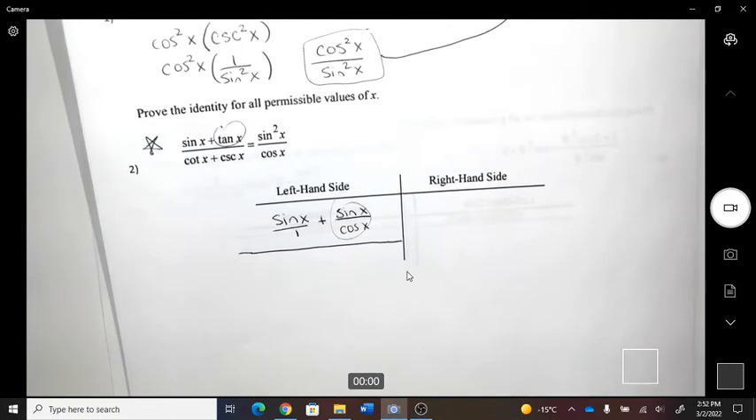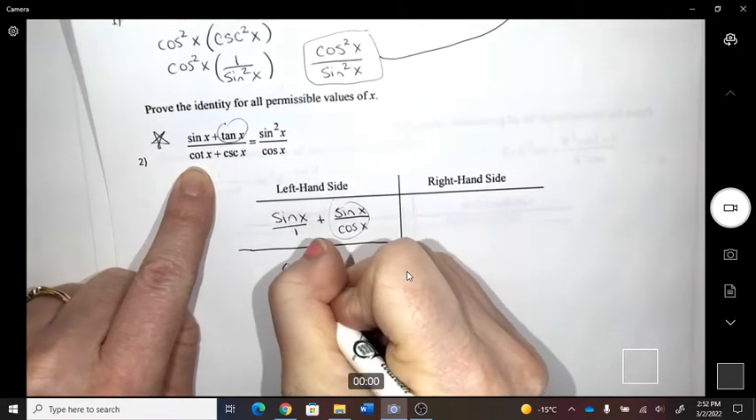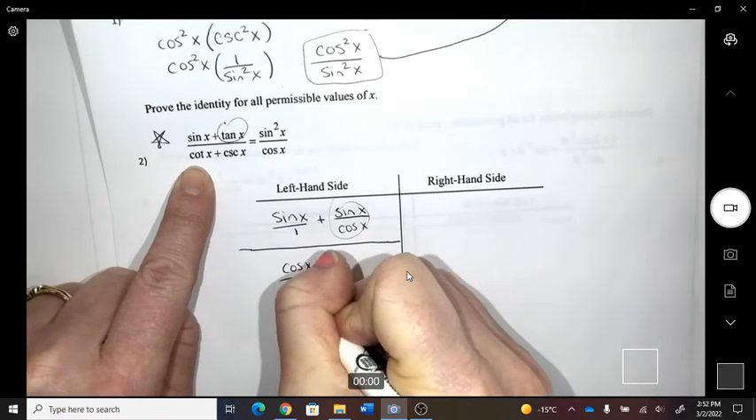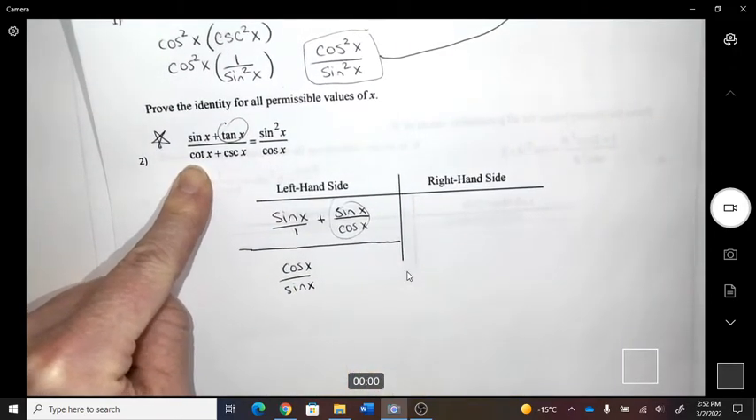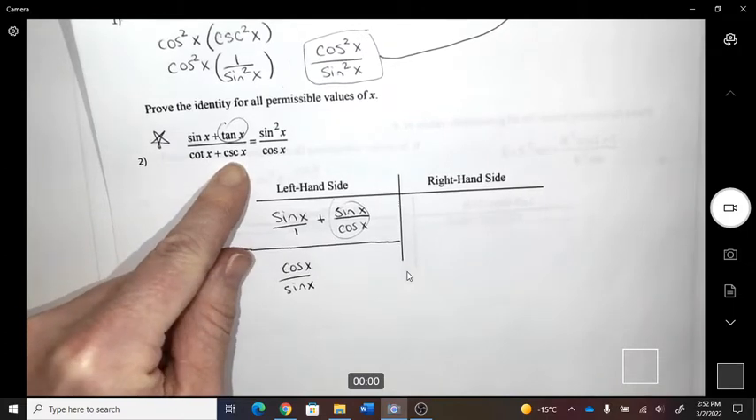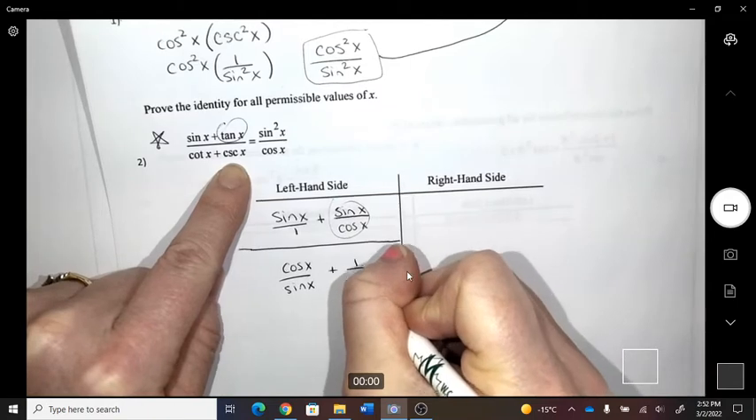Okay, you ready for the bottom stuff? Cotangent. How do you write it using cosines and sines? Cos x over sine x. Cosecant is 1 over sine x.